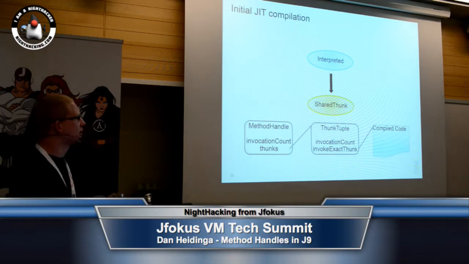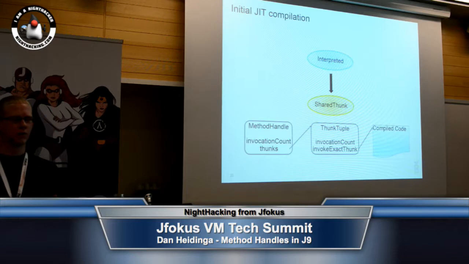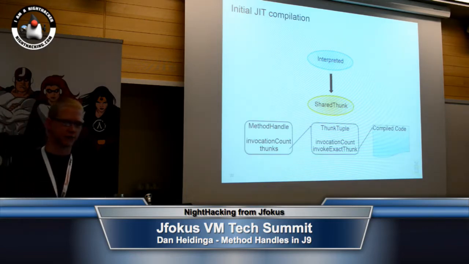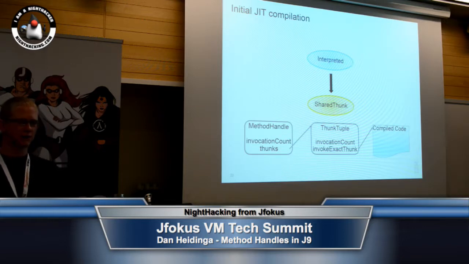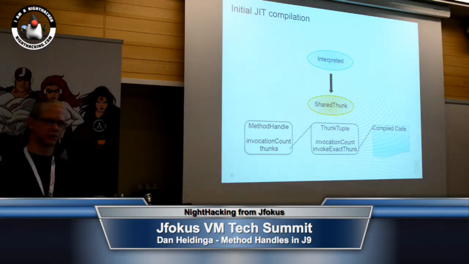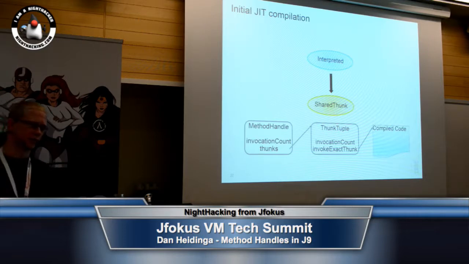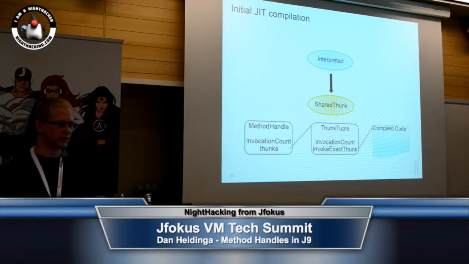All right, so the initial JIT compilation. We're going from interpreted to our shared thunk, so we're going to compile that thunk archetype and get into compiled code. So what's our algorithm for this? Well, first we check, are you already compiled? If you're not, we increment an invocation count. If your count is greater than the threshold, say 25, we request a compile. And if we're able to compile that immediately, we jump straight to the JITted code. Otherwise, the interpreter runs it, and we wait until our thunk archetype gets updated, and the next time you try and run this method handle, you're going to run the compiled code.